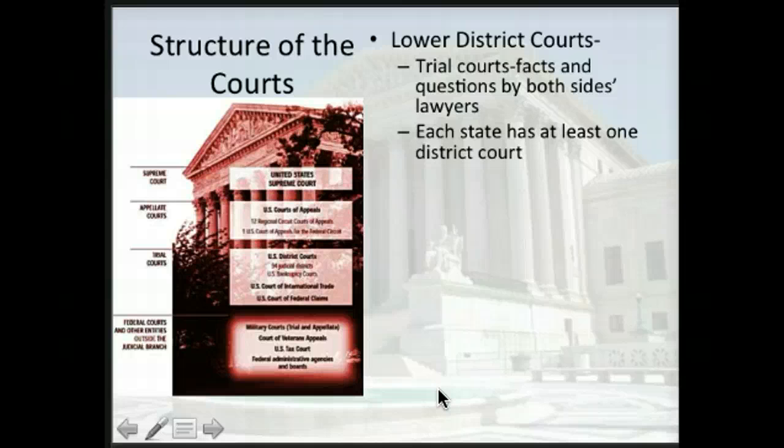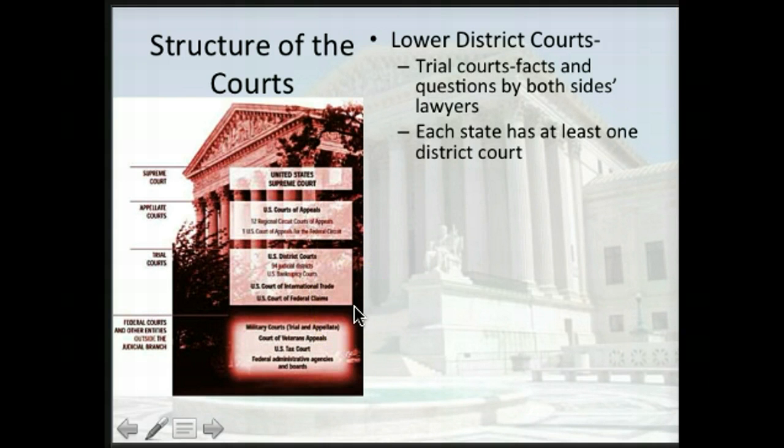Each state has at least one district court. The state of Virginia, we have 2 district courts. But California and Texas, states with larger populations, they have 4 district courts. There are 94 judicial district courts in the United States.